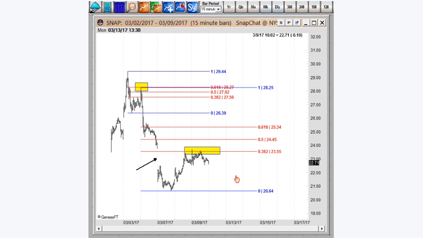Okay, here's a price chart of a stock that's only been trading for 5 days, and look at how nicely price action has unfolded in Snapchat according to the rules and guidelines and the observations that Ralph Nelson Elliott identified in the 1930s. I think that's absolutely fascinating.